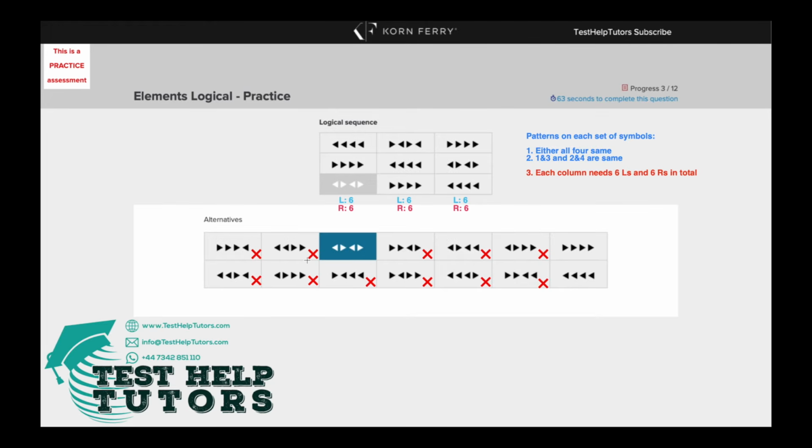We need either all four to be the same, like this, or we need 1 and 3 and 2 and 4 to be the same, like this one. So we can eliminate all of these options, and we only have to focus on this one here, and these two here.